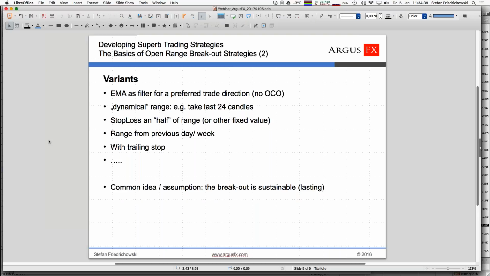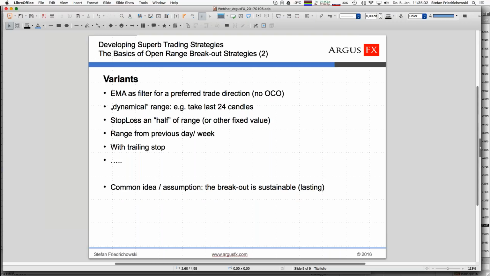In my case, I use the OCO principle. I have two orders always when the range end time has been reached. After that, I have two orders, and then I use the OCO principle in order to cancel the other one if the first one has been opened or filled.